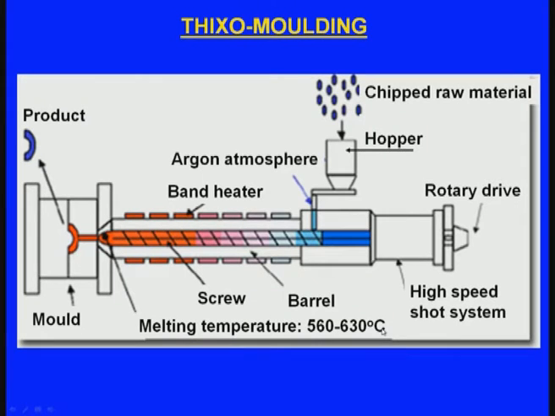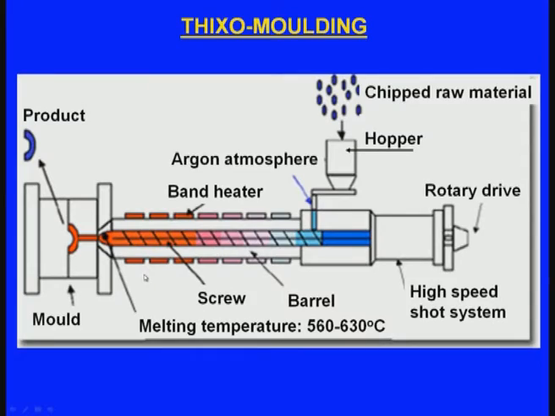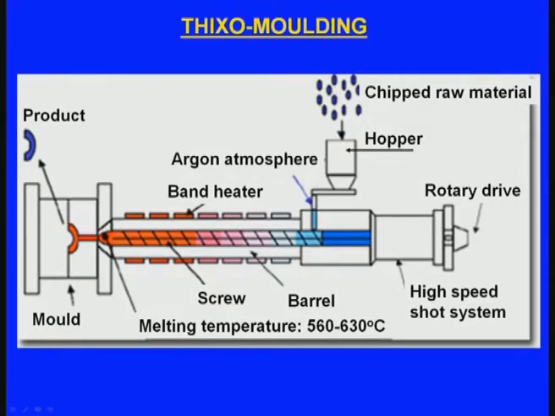As the screw further rotates, what will happen? The slurry will be injected between the two dies. There it solidifies. Once the slurry solidifies, the dies will be withdrawn and the component will be taken out. Again the dies will be closed, again the screw rotates, the slurry will be injected into the two dies. So, this is the simple principle of thixomolding.